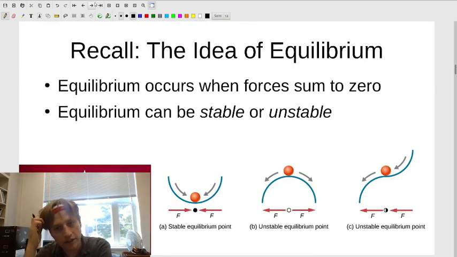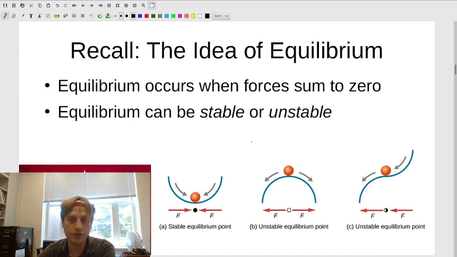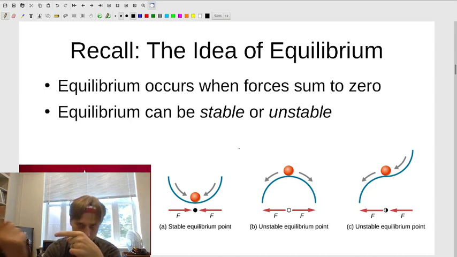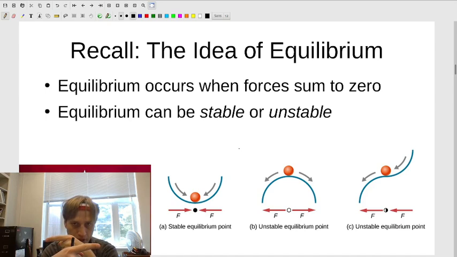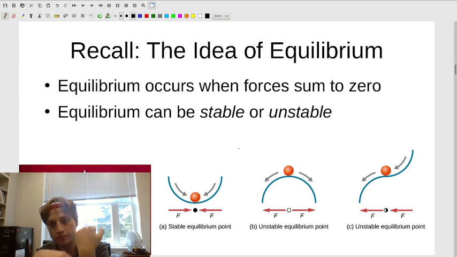Okay, now another idea that we talked a bit about in previous videos is that idea of equilibrium. Equilibrium happens when the forces on an object sum to 0. So if there's a force pushing right on it, there also has to be a force pushing left on it. We've talked about this in terms of gravity pulling down. You can have electric force pushing up, something like that.